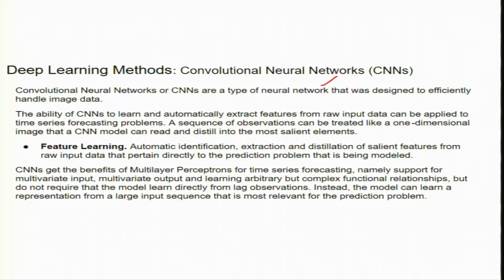So, feature learning is the automatic identification, extraction, and distillation of salient features from the raw input data that pertain directly to the prediction problem being modeled. So, CNN gets the benefit of multi-layer perceptrons for time series forecasting, namely the support for multivariate input, multivariate output, and learning arbitrary but complex functional relations, but does not require the model to learn directly from the lag observations. The model can learn the representation from the large input sequence that is most relevant in the prediction problem.